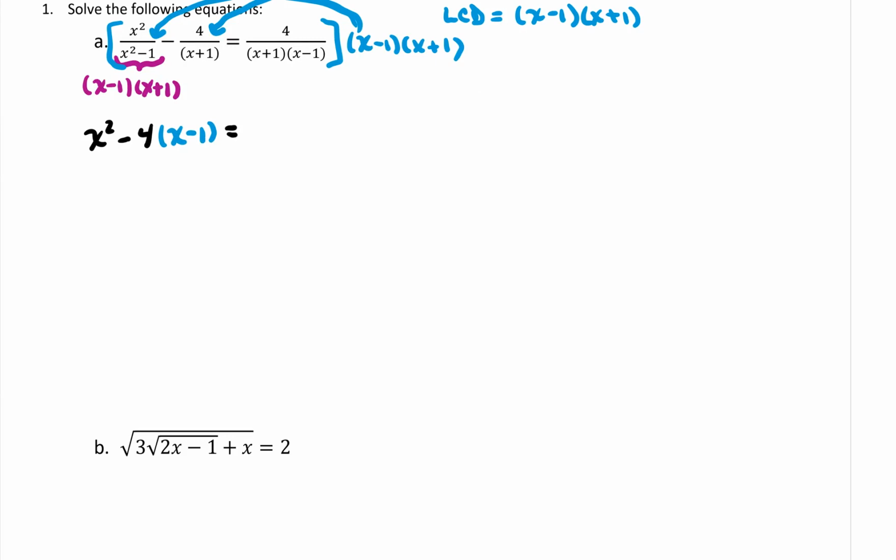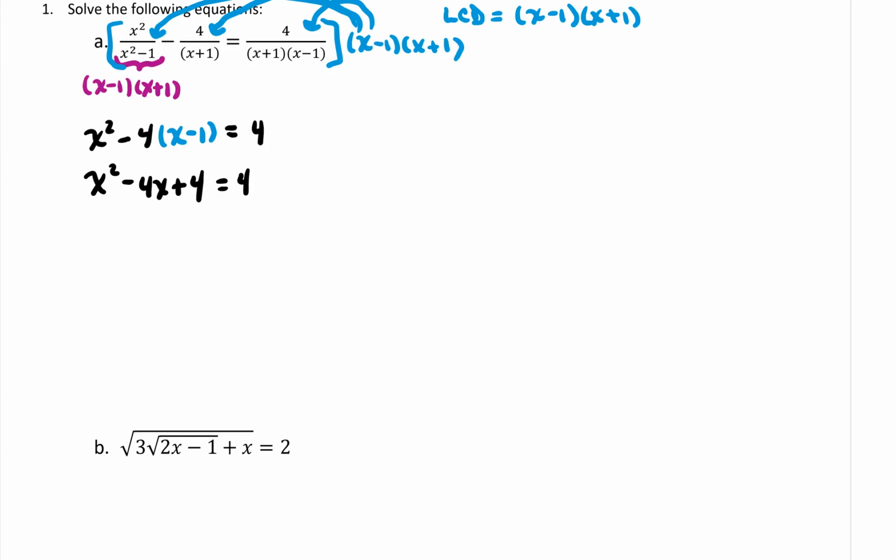This is equal to, now let's distribute the x minus 1, x plus 1 to the 4 all over x plus 1, x minus 1. Those cancel, leaving us with just 4. So let's distribute. I see this is a quadratic equation, and so we're going to get everything to one side of the equation. We have x squared distributing our negative 4 to x minus 1. We get negative 4x plus 4, and this is equal to 4.